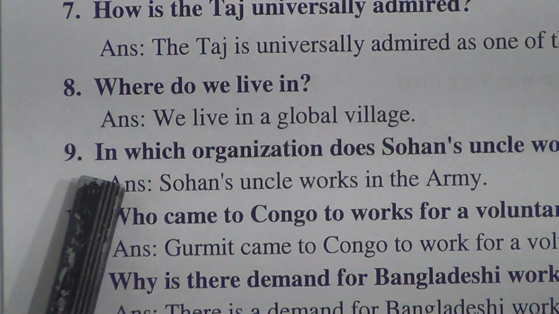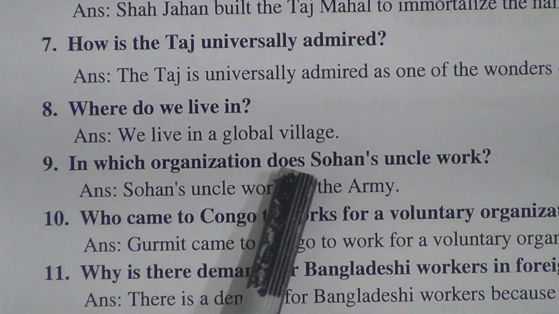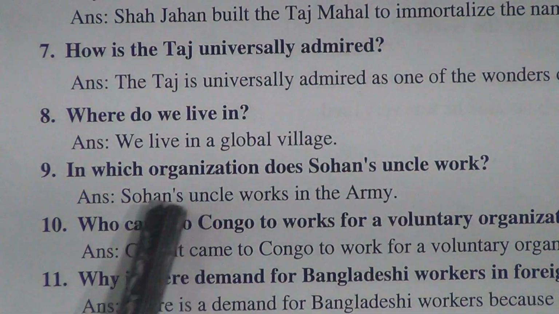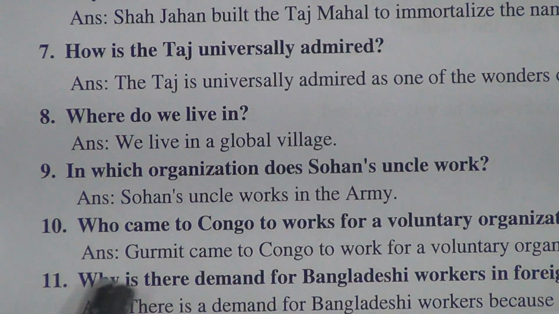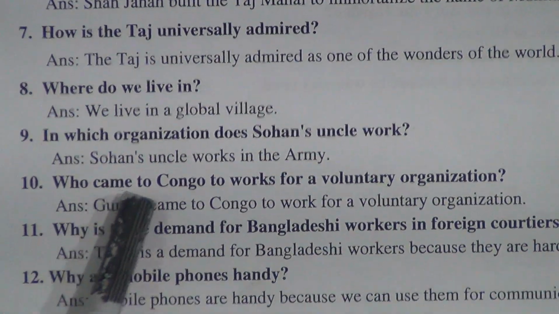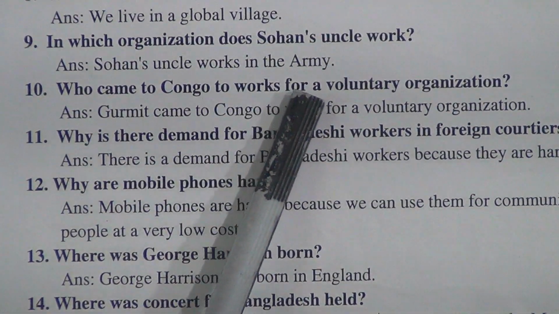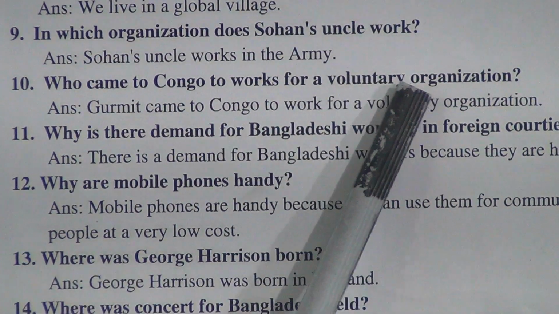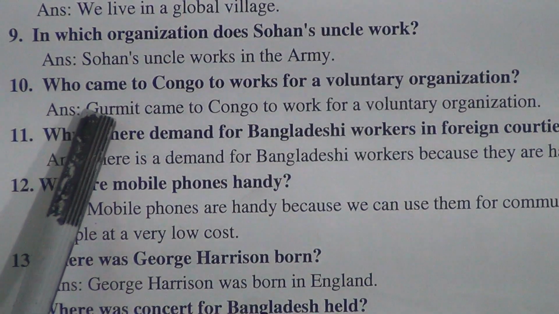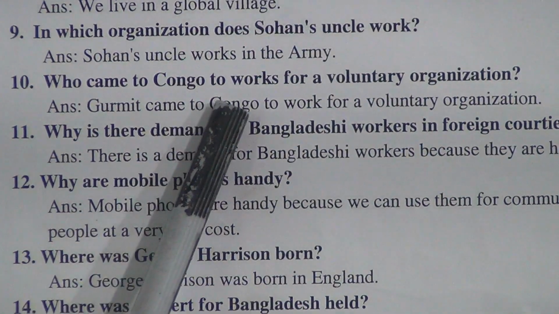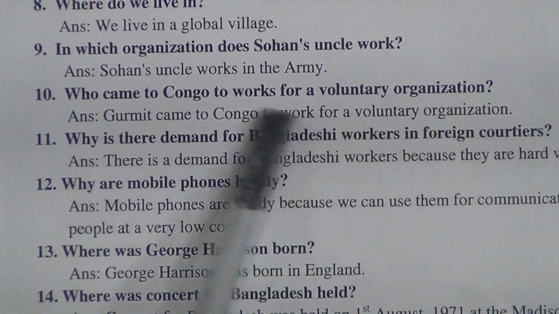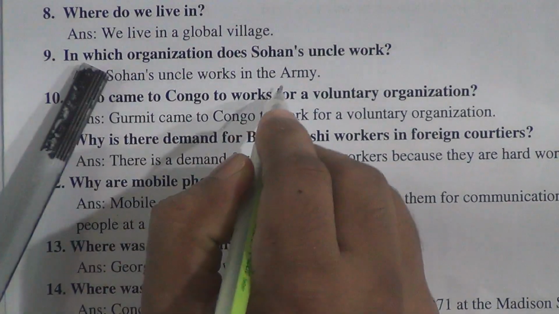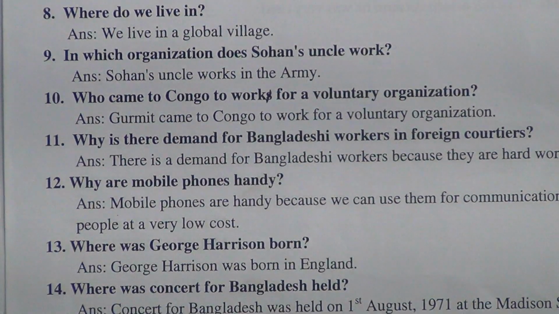Number nine, in which organization does Sohan's uncle work? Answer: Sohan's uncle works in the army. Number 10, who came to Congo to work for a voluntary organization? So the answer will be: Gurmeet came to Congo to work for a voluntary organization. So who came to Congo to work? No S will be there.